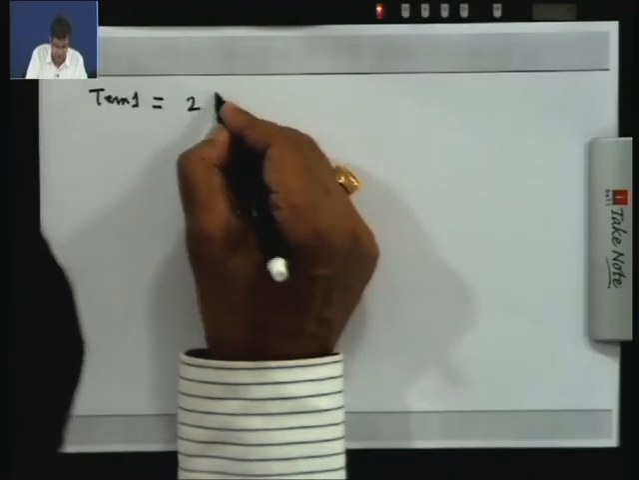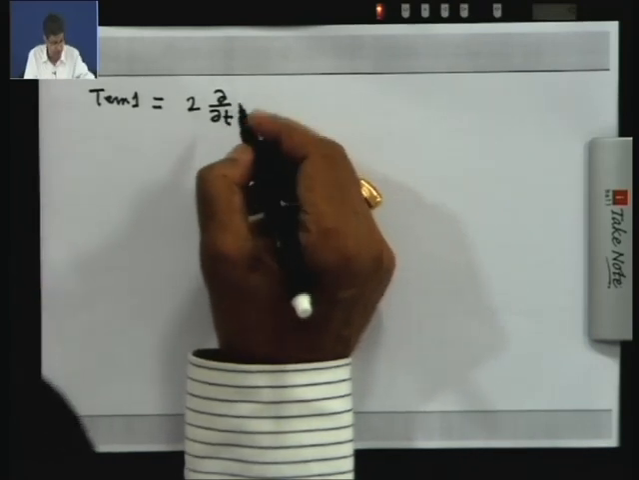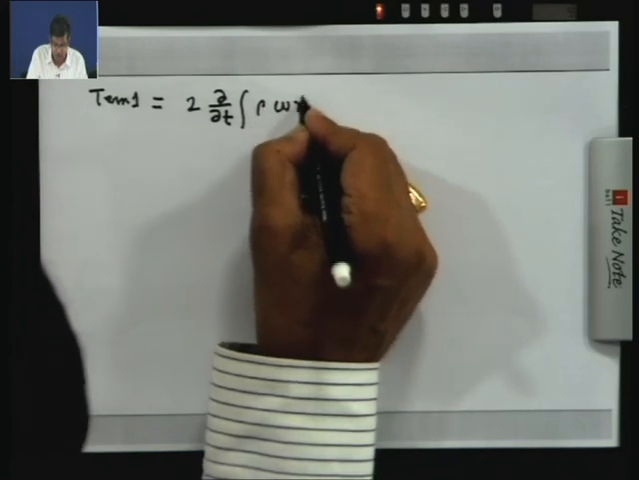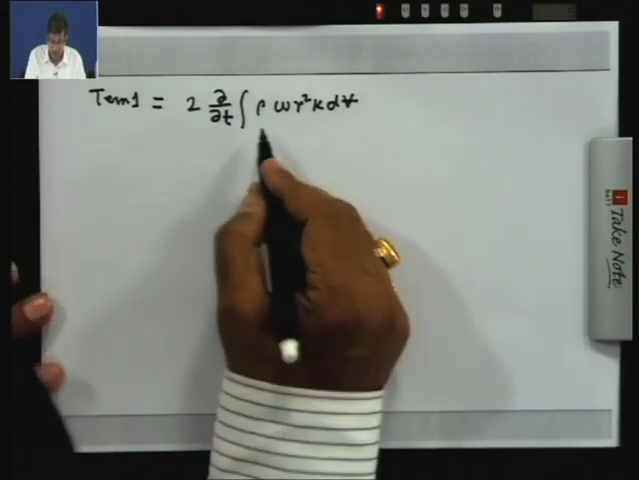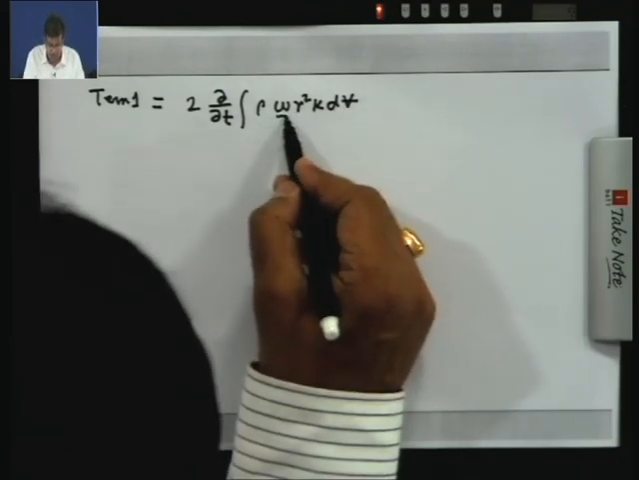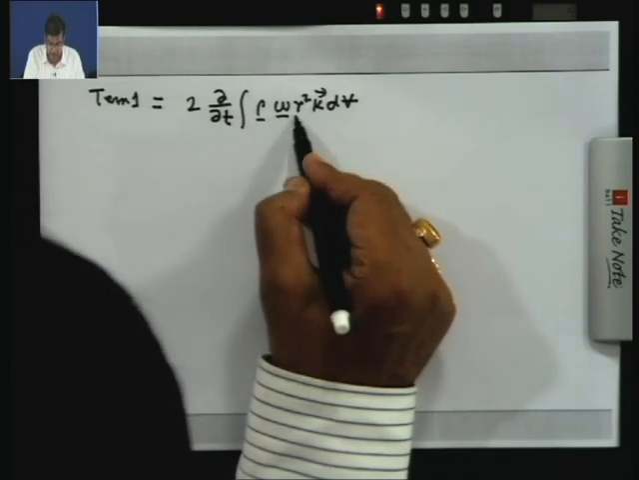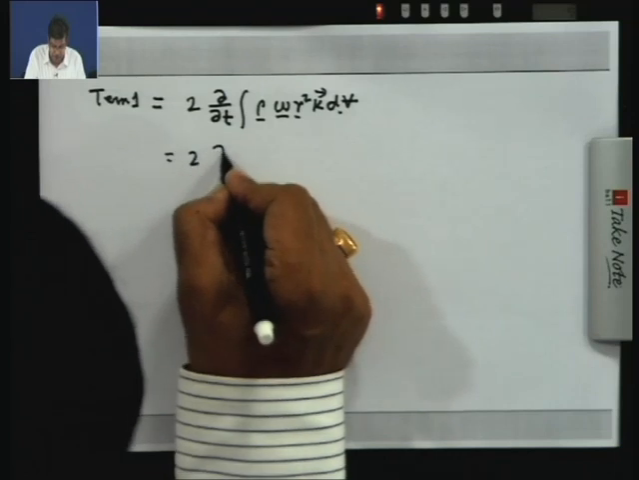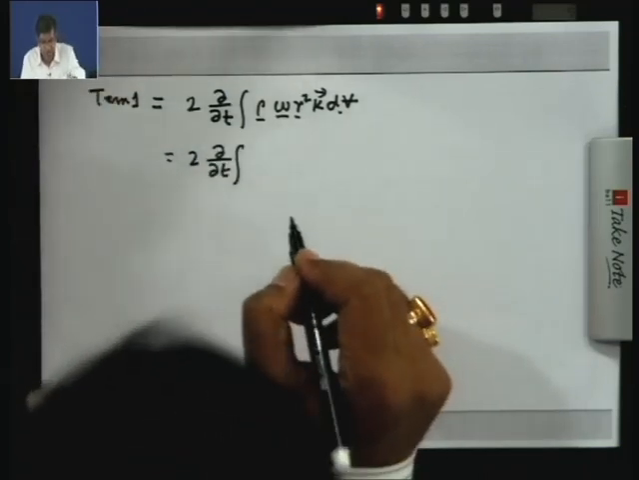Then if we replace this omega r square k, it will be integral rho omega r square k dv. Now you see omega is constant, rho is constant, this is k, then r square dv. Now if I write dv, that means the volume, now this is over the entire control volume.